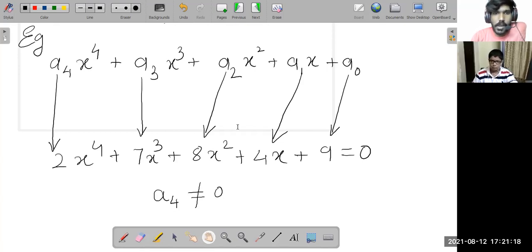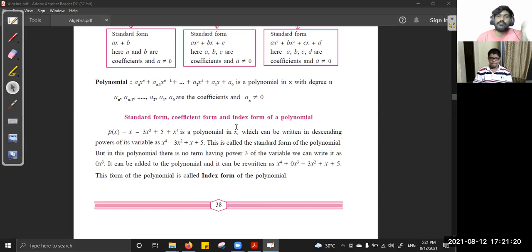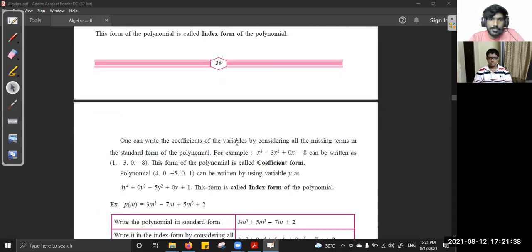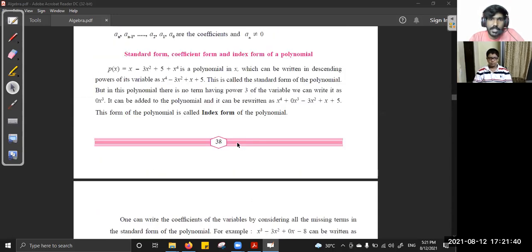Okay. Next, let's see standard form, coefficient form, and index form of a polynomial. Now we have to learn three more concepts. What is the meaning of the standard form? What is the meaning of coefficient form? And what is the meaning of index form of a polynomial? So one by one, let us start. First, let us see.